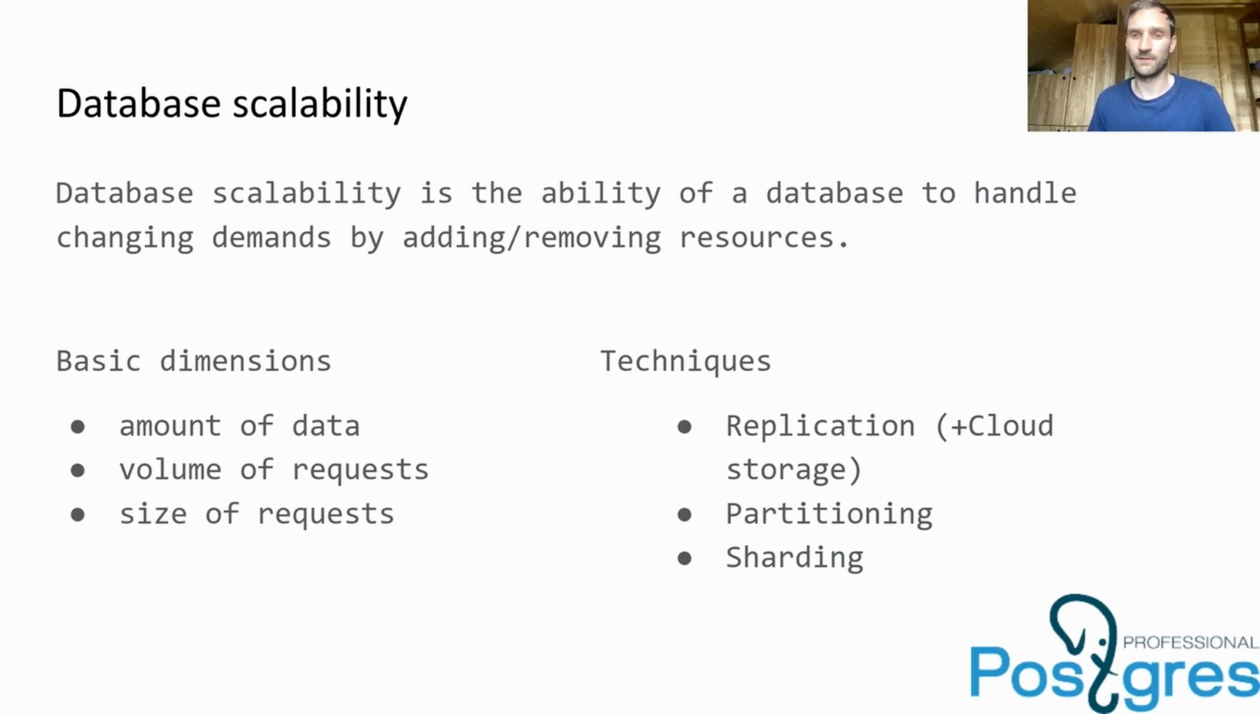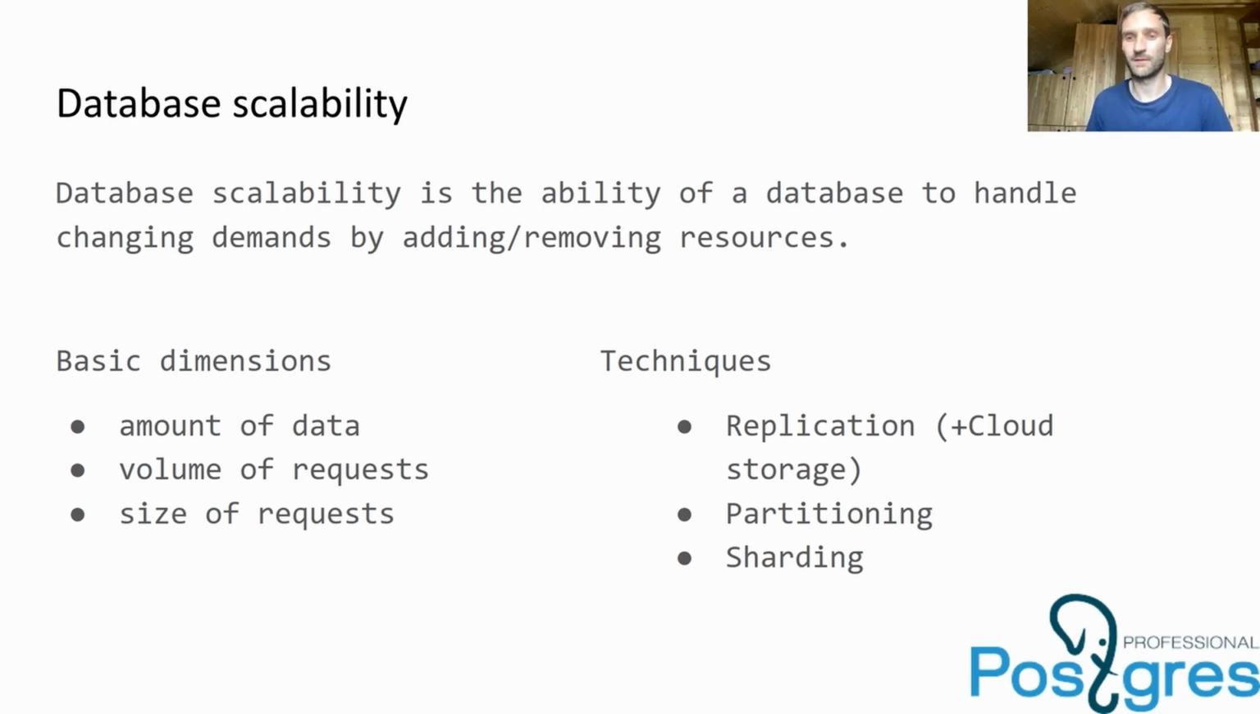The database scalability is the ability of a database to handle changing demands by adding and or removing resources. The interesting moment is that it says more about maintenance and infrastructure than performance. So you need to keep in mind that maintenance is an important part of a complete system, not only performance. By the way, you start to think about database scalability when your workload hits the limits of a database or hardware by one of the dimensions: the amount of data, volume of requests, or size of requests.